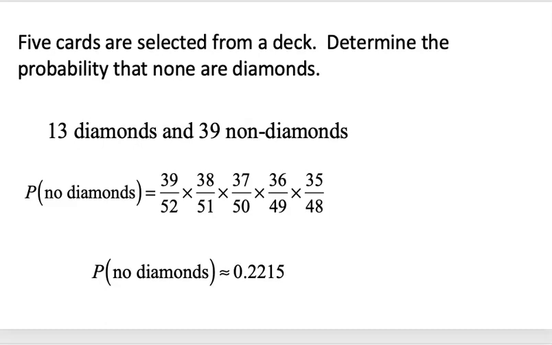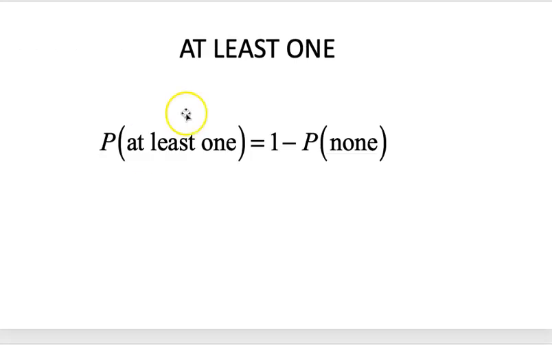Now, one of the questions we always ask in probability theory is the "at least one" question. So I selected 5 cards from a deck. Now, if I ever ask for at least one, the probability of at least one something is 1 minus the probability of none. Complement of none. If it's not none, it's got to be some. Some means at least one.